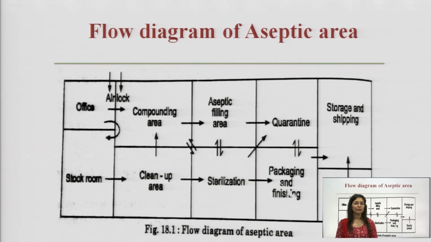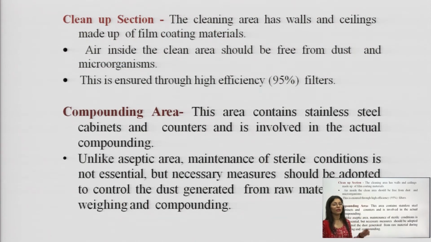What is cleanup area? Basically, this is a flow diagram. We are going to learn it later on. First of all, learn about some sections. Cleanup section is the cleaning area, where the walls and ceilings are made up of film coating materials. Air inside the clean area should be free from dust and microorganisms. This is ensured through high efficiency 95% filters. That is called cleanup section.